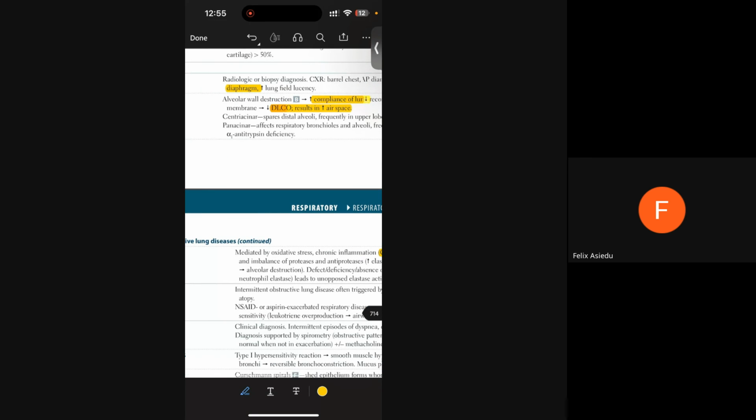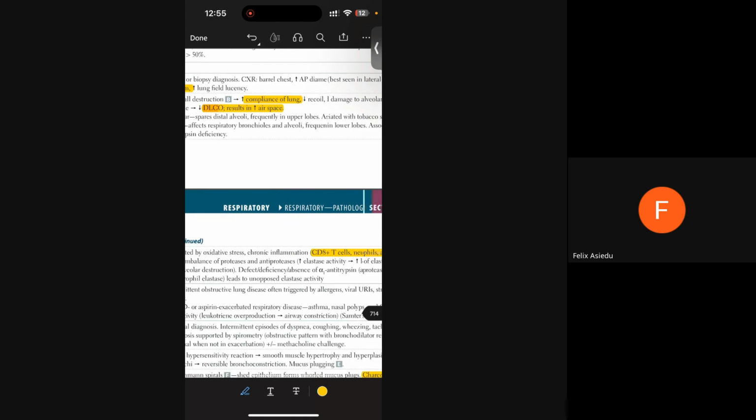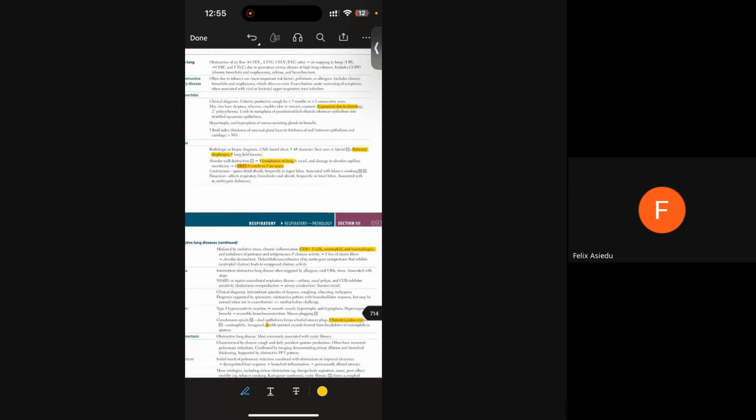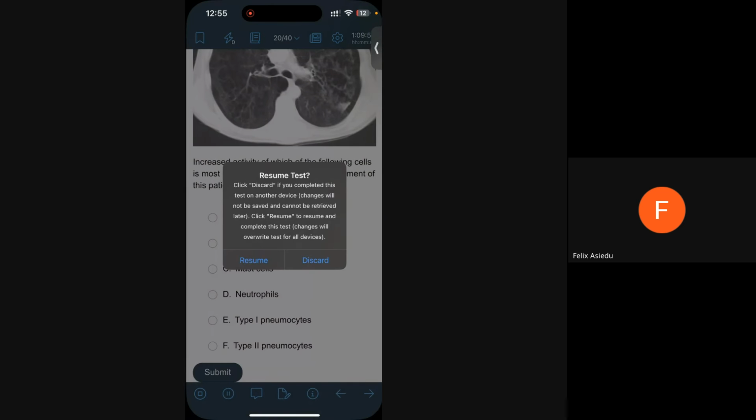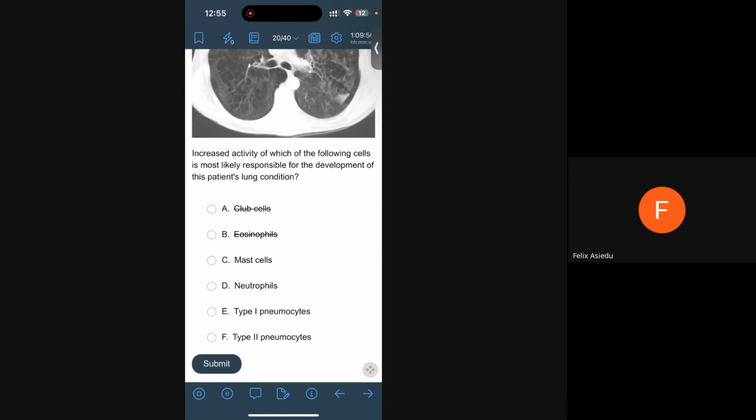Mediated by oxidative stress, chronic inflammation, CD8 plus T cells, neutrophils, macrophages, and imbalances of proteases and elastases. These are the cells which are involved here. Distal, frequently tuberculosis, centriacinar. Which will be the right answer here? D, right? Neutrophils are involved, and there is no option for macrophages and the CD8 T cells.